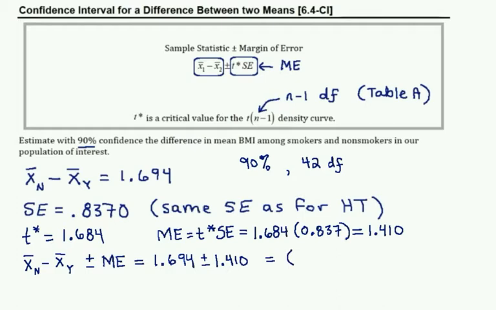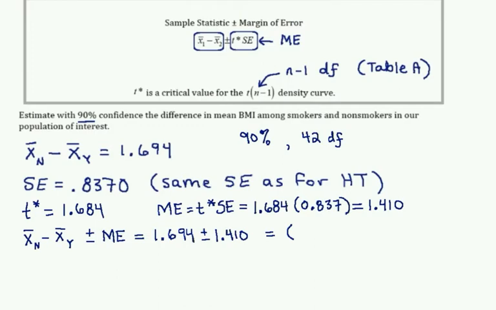Subtracting gives me a lower bound of, we can round these off a little bit too. Instead of carrying all these digits around, let's go ahead and change that to simply 1.7 and 1.4. Which will give me a lower bound of 0.3 and an upper bound of 3.1.